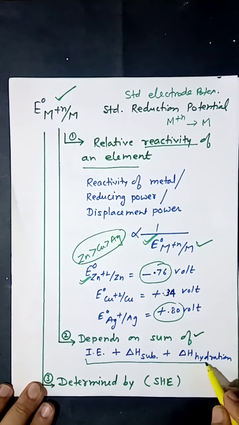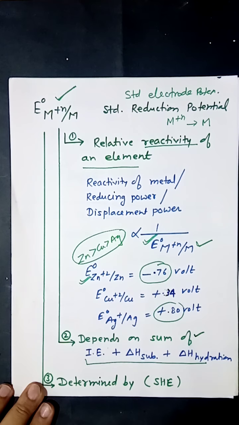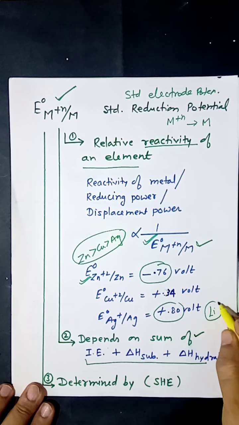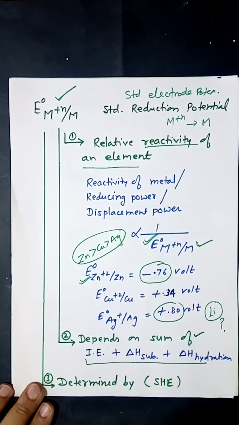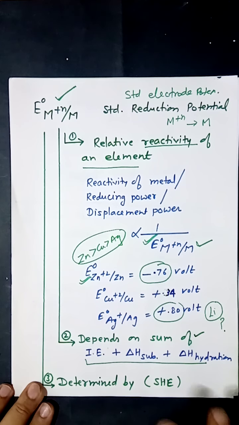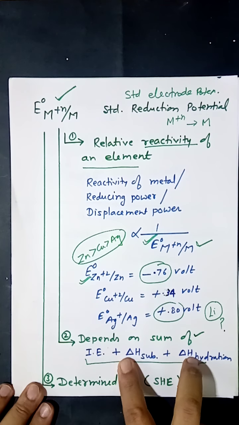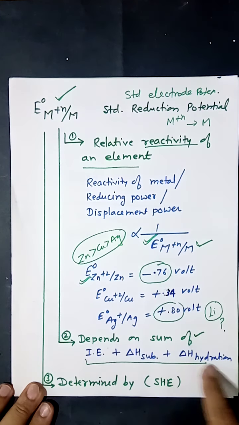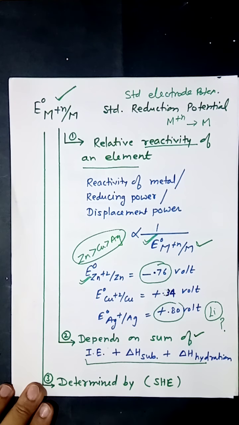The sum of these three energies will decide the value of E naught, as well as the reactivity of the element. If you remember a question of class 11th, why is lithium the strongest reductant, though its ionization energy is very high? The answer was that the sum of these three energies is maximum negative for lithium. So the sum of these three energies determines reactivity, and the reactivity is related to E naught. It means the value of E naught depends on the sum of these three energies.